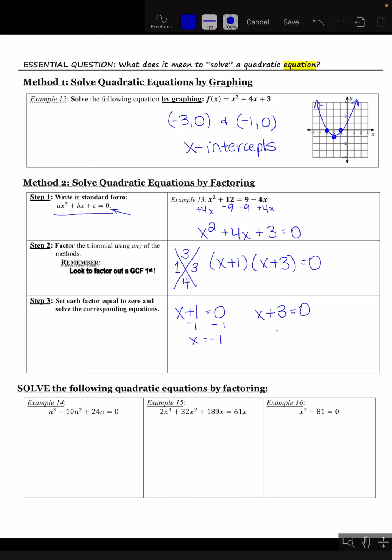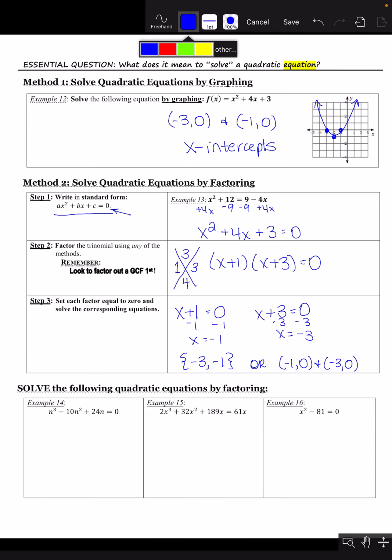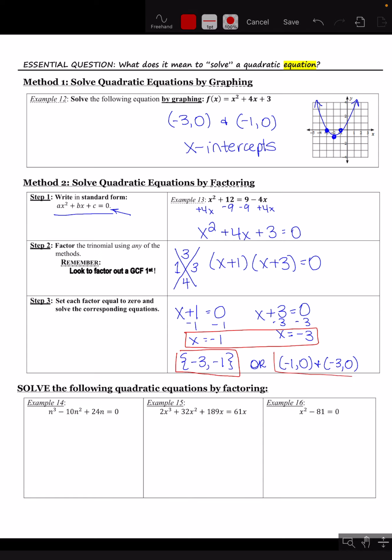So we'll have x equals -1 and x equals -3. And so you can write your answer like that. You can write it as a set using set notation. Or you can say, I know it's going to be a point, so it's -1, 0 and -3, 0. So 3 different ways to write your answer. I'm not picky, but you will see all of those when you've got problems. So it's good to know what they all look like.